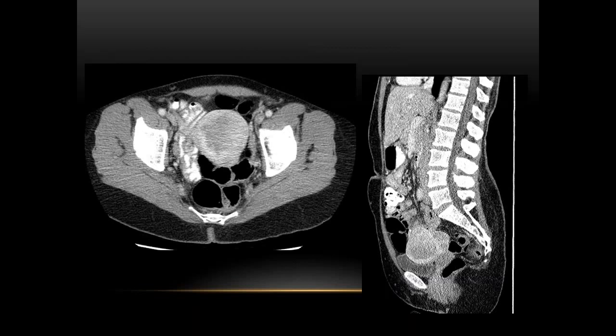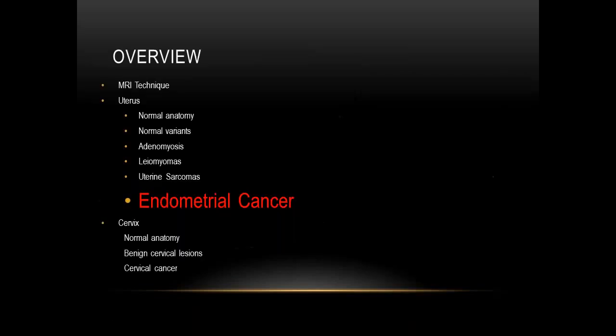This is just one example. I only could find one, and it's the CT. This is the decreased enhancement or decreased attenuation mass, and you can see the irregularity of the adjacent myometrium. They're very rare. It would be hard to differentiate this from an endometrial cancer.